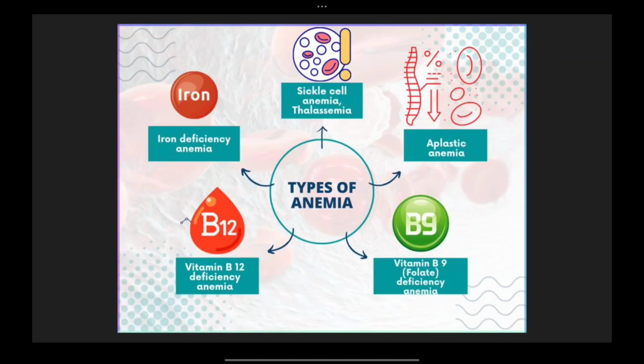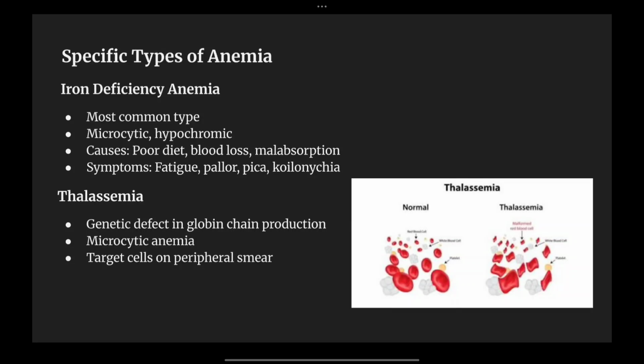So as I told, types of anemia. There is aplastic anemia, vitamin B9 folate deficiency anemia, vitamin B12 deficiency anemia, iron deficiency, sickle cell anemia, or thalassemia. So these are the different types of anemias. So the specific type of anemia, like why the anemia is happening, is related to the deficiency or because of some genetic disorder happening inside the red blood cell, and is dependent upon a specific type of tissue.